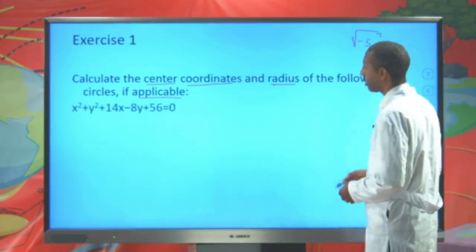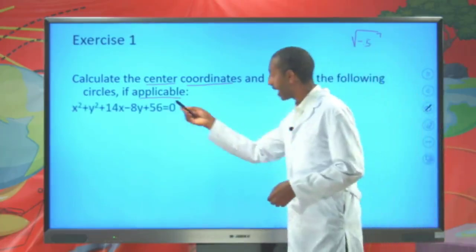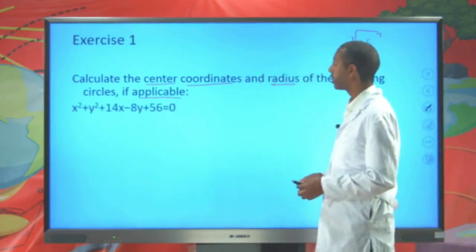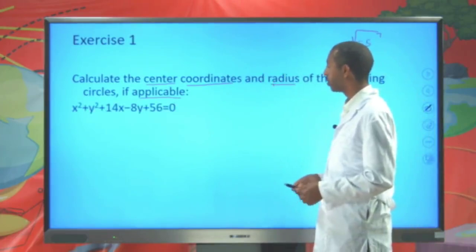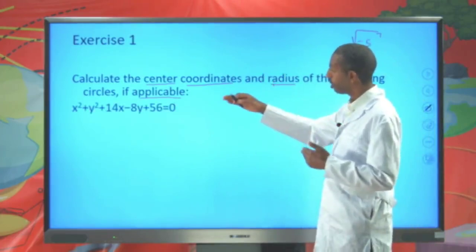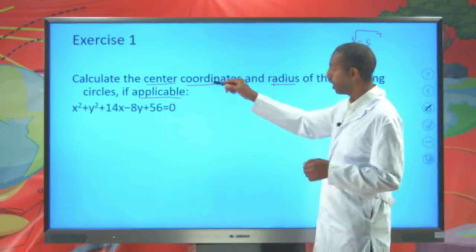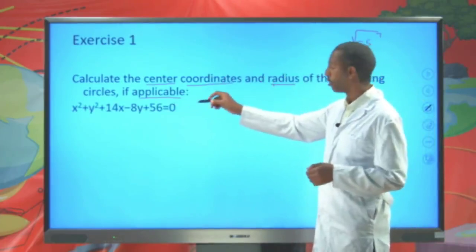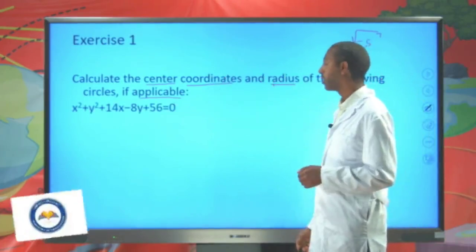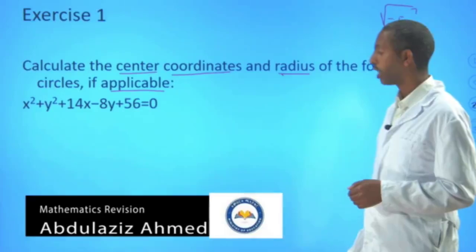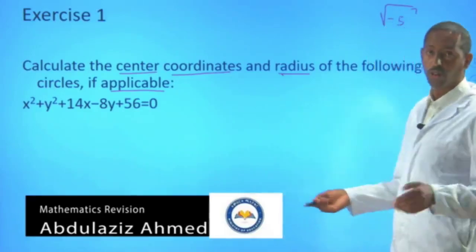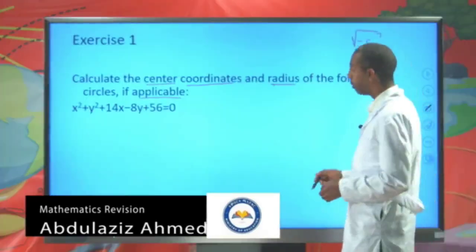So let's see this example. This says x² + y² + 14x - 8y = 56. What makes it different from the previous example is that this is not written in standard form. So we are required to write this equation in standard form. Maybe we may use the completing the square method.